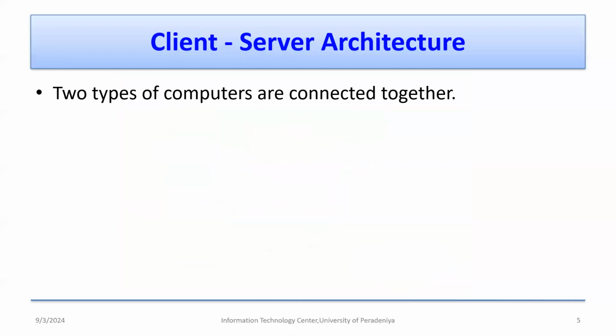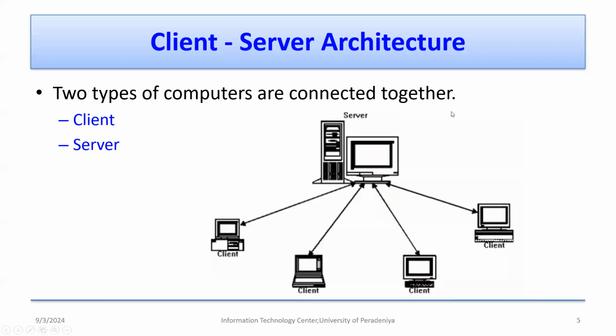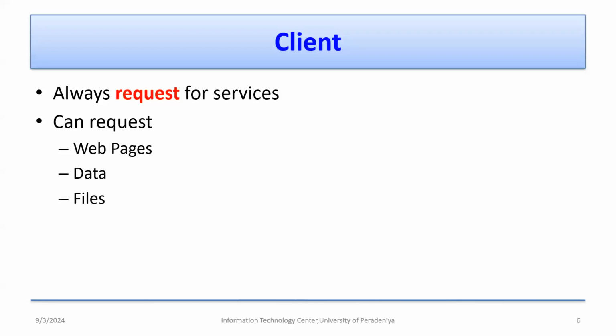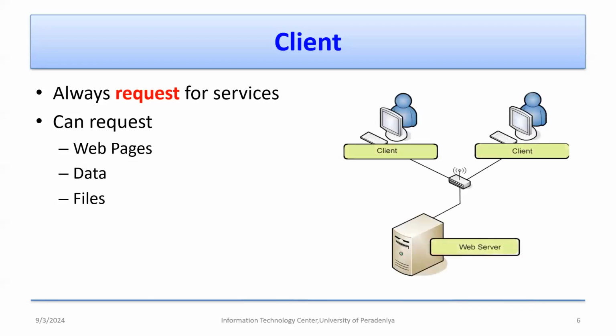Okay, so in computer networks, there is a famous basic architecture we call the client server architecture, right? In the client server architecture, we have two types of computers, right? One is called the client, the other is called the server, right? So this is a layout. We have a server computer as well as client computers. All those are connected, right? The client requests services from the server. A client can request maybe a web page, or data, or a file, right? Those are requests by the client, right?